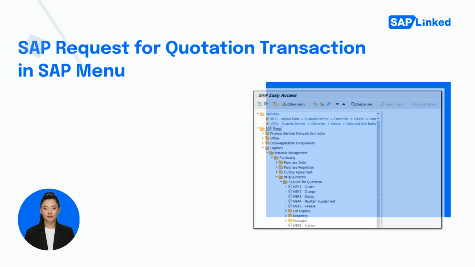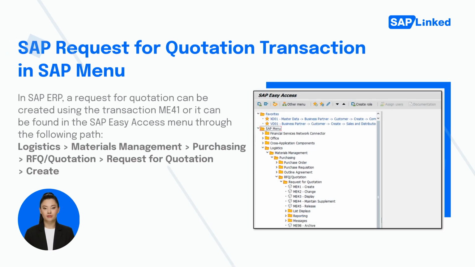In SAP ERP, a request for quotation can be created using the transaction ME41, or it can be found in the SAP Easy Access menu through the following path: Logistics, Materials Management, Purchasing, RFQ/Quotation, Request for Quotation, Create.